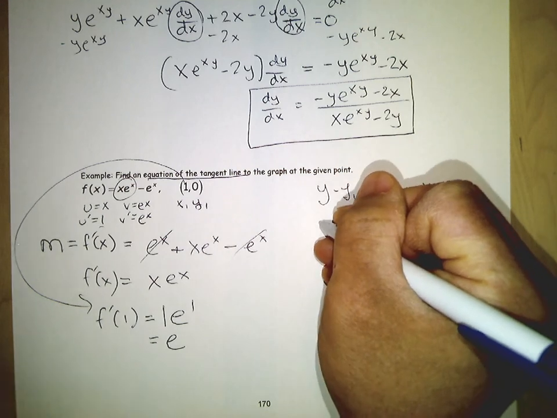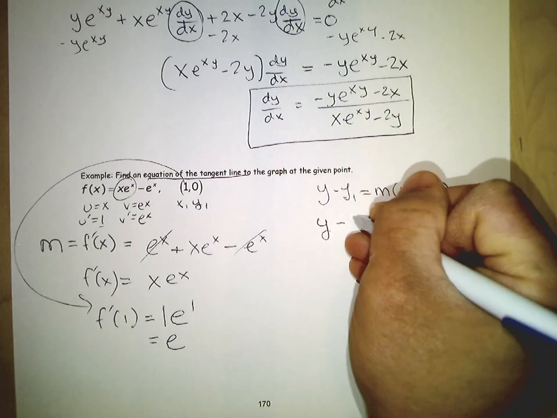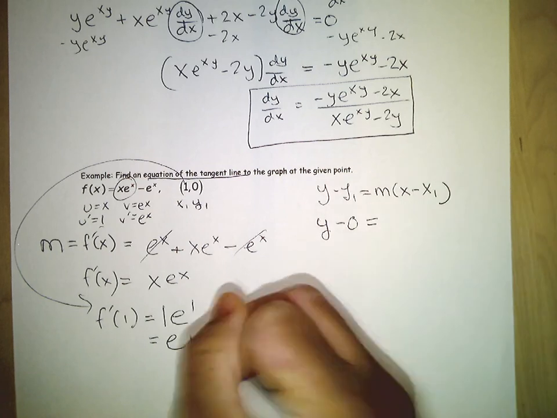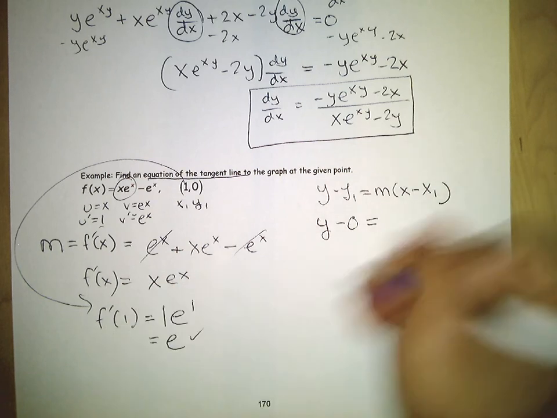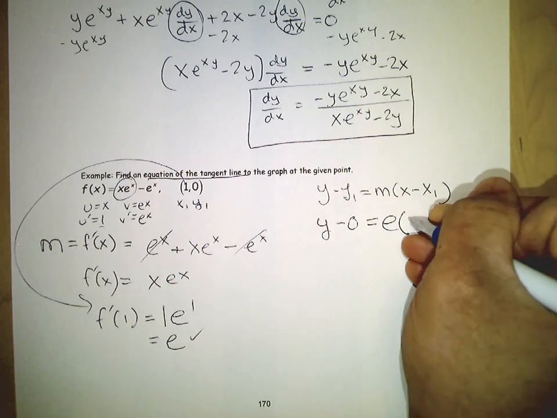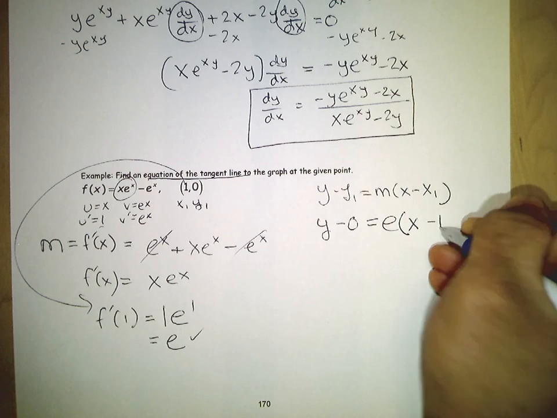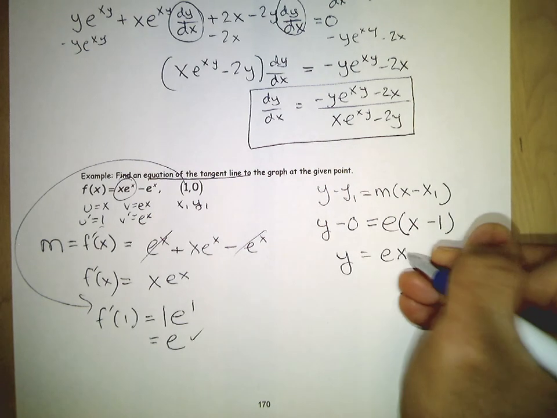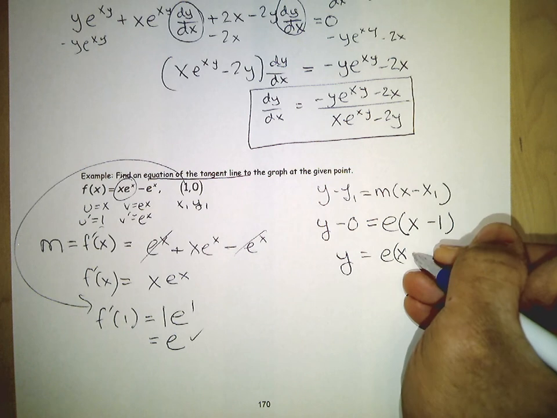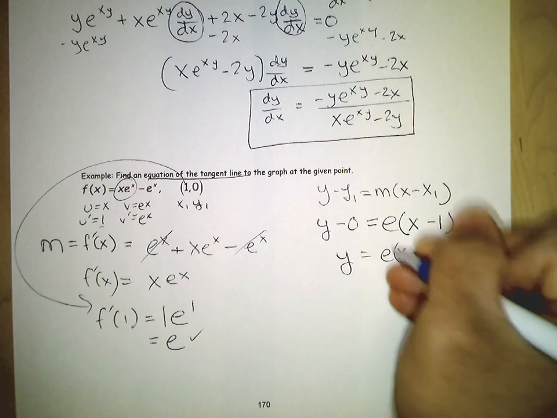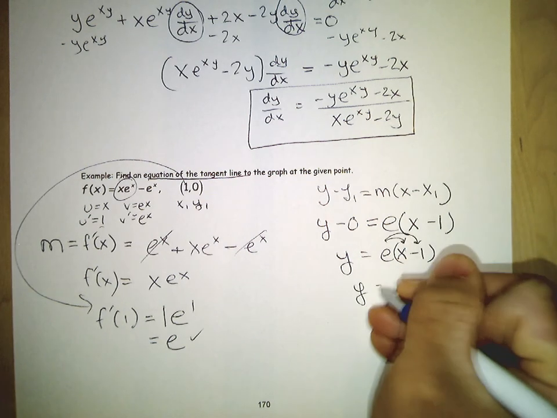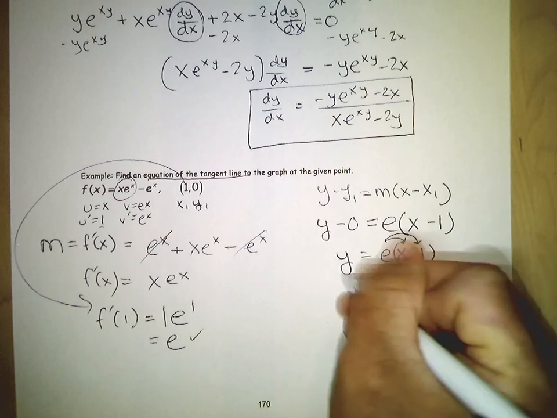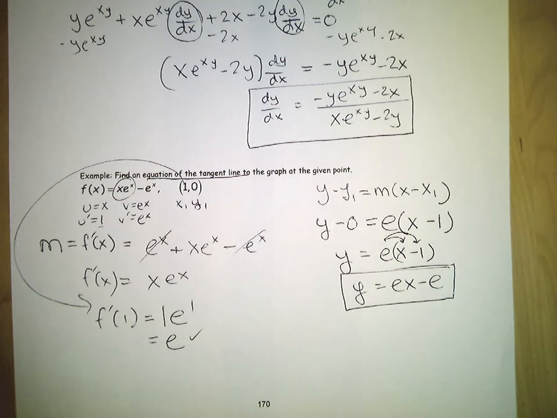So here's the equation of the tangent line, y minus y1, which is 0. The slope was e, so m is e in this case, times x minus x1, which is 1 in this case. So y is equal to e(x minus 1), or if I distribute the e, y is ex minus e. What a time to be alive.